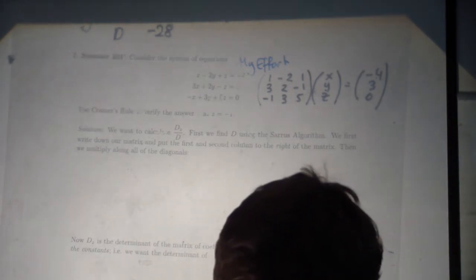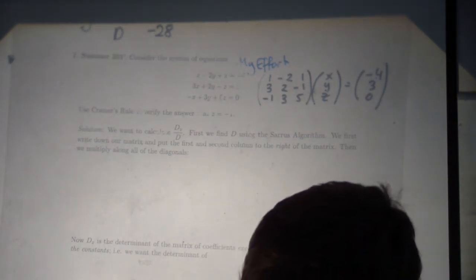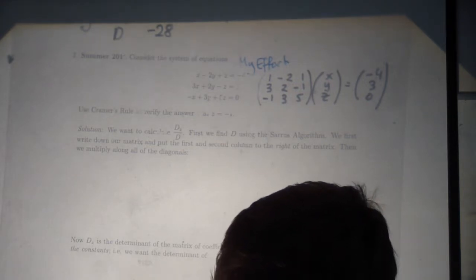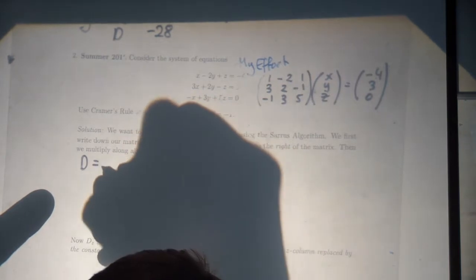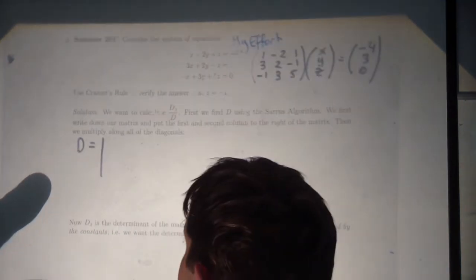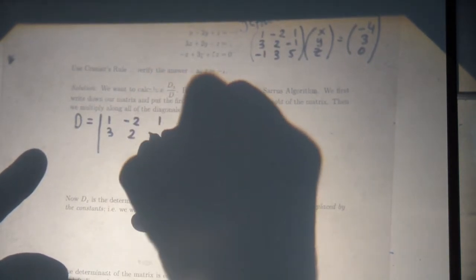So Cramer's rule is this little Dz over D. Now the D is the easy bit. The D is the determinant of this little matrix here, the matrix of coefficients. So D is equal to the determinant, and we write determinant using these bars: 1, minus 2, 1; 3, 2, minus 1; minus 1, 3, 5. So writing that is how you say, I want the determinant of this 3 by 3 matrix.